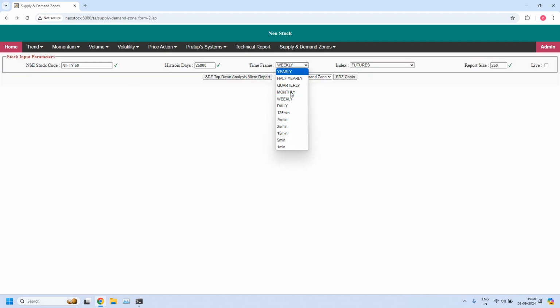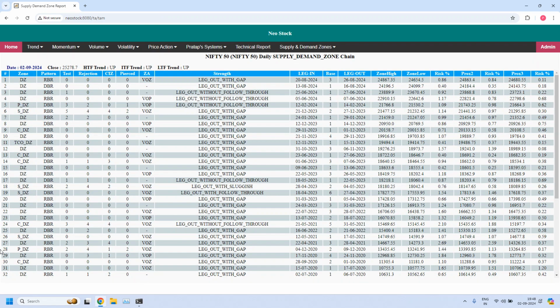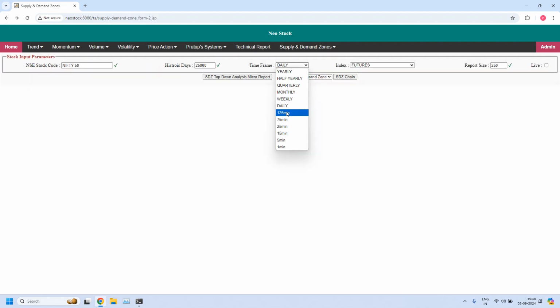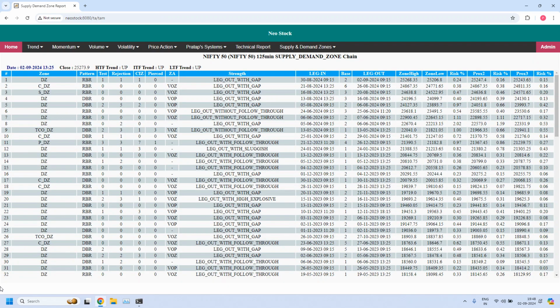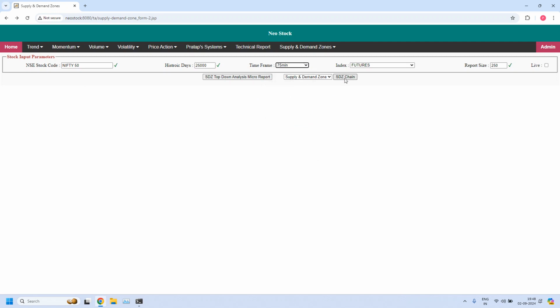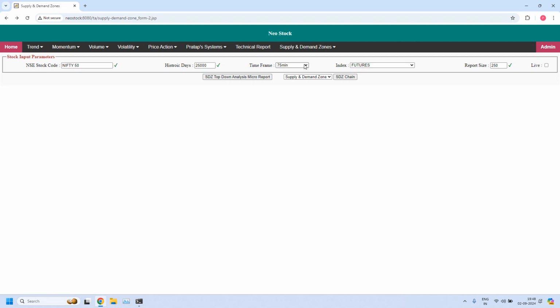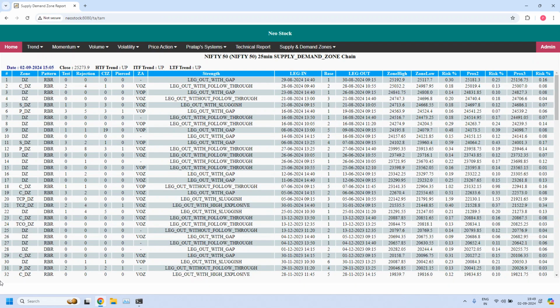And the next time frame is daily. I am generating daily supply demand zone chain for Nifty. Next time frame is 125 minutes. I am generating 125 minute supply demand zone chain for Nifty. Next time frame is 75 minutes. I am generating 75 minute supply demand zone chain for Nifty. Next time frame is 25 minutes. I am generating 25 minute supply demand zone chain for Nifty.